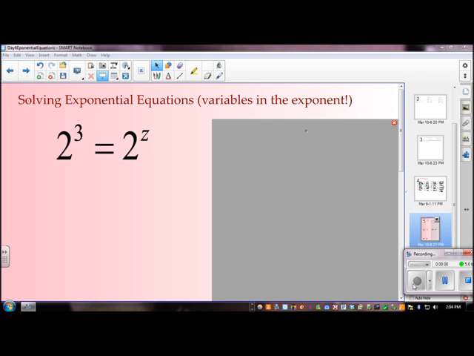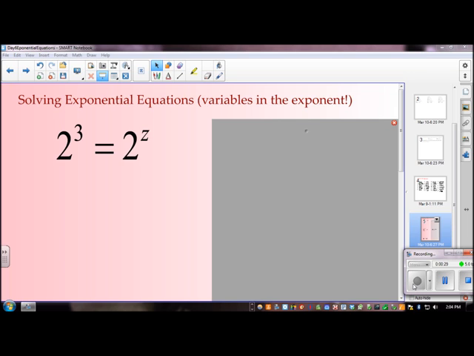Video on solving exponential equations, which we saw yesterday. The difference between yesterday's and today's equations is what's going on in the exponent. Yesterday we saw lots of fractions in the exponent. We learned to use the reciprocal of that fractional exponent in order to solve the equation. Today what we're going to see is the variable in the exponent.